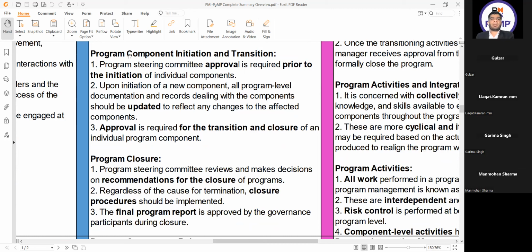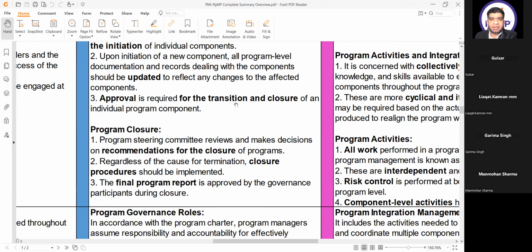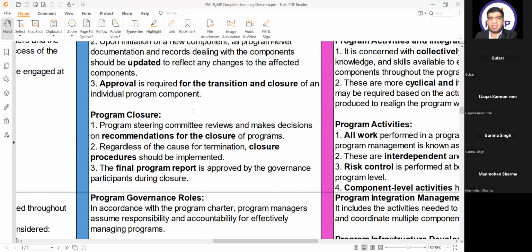Then we do program component initiation and transition. Program steering committee approval is required prior to the initiation of individual components. Upon initiation of a new component, all program level documentation and records dealing with the components should be updated to reflect any changes to the effective components. Approval is required for the transition and closure of an individual program component by the steering committee.